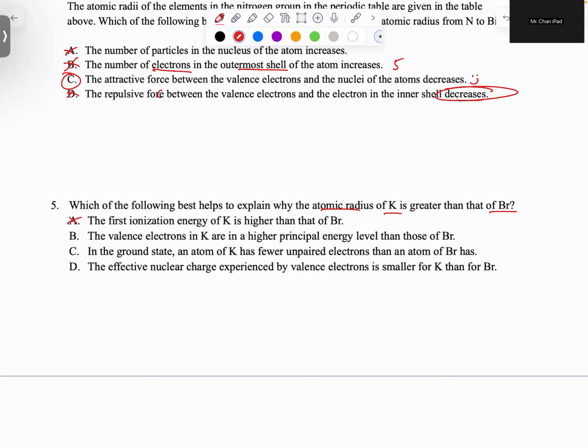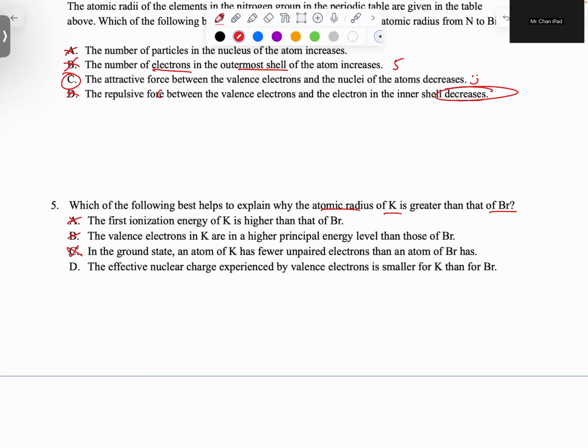B, the valence electrons in K are in a higher principal energy level than Br. Well, that would be true if someone does not read the periodic table. In the same period, the valence electrons are in the same principal energy level. C, in the ground state, an atom of K has fewer unpaired electrons than an atom of bromine has. Actually, if you look at the electron configuration, like the orbital diagram, they both have one unpaired electron, and that is not even the reason.